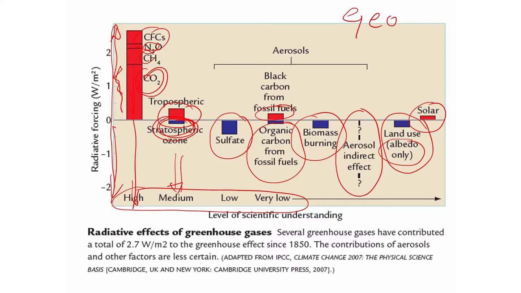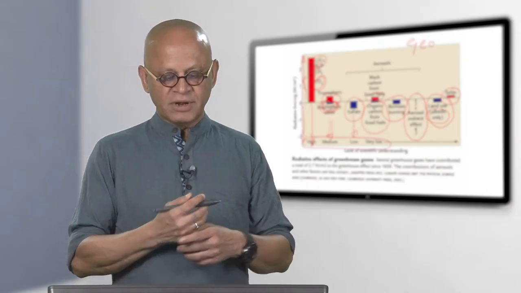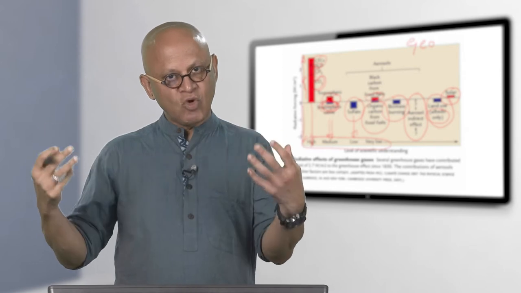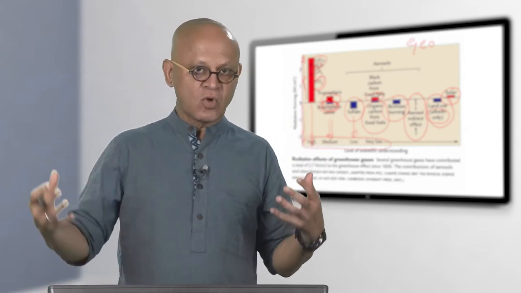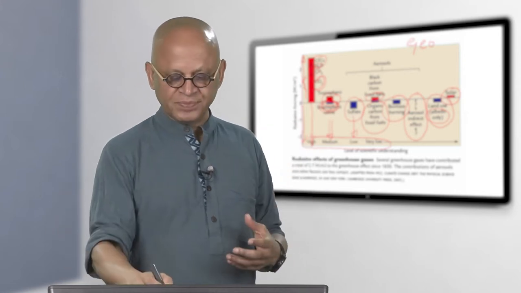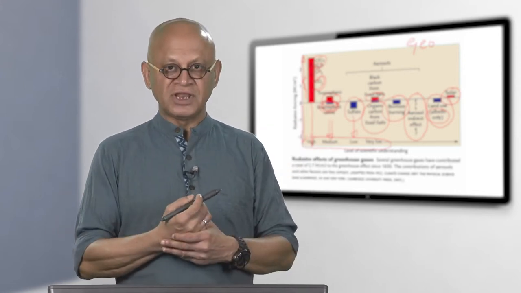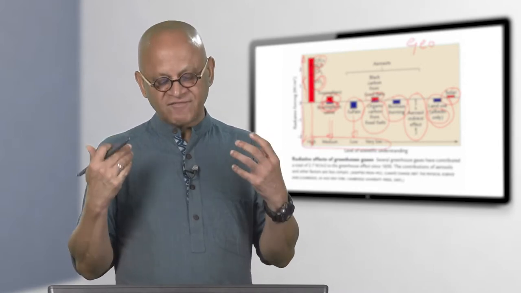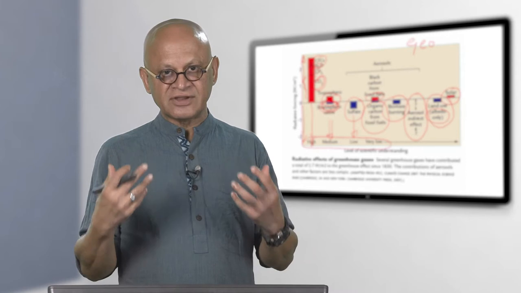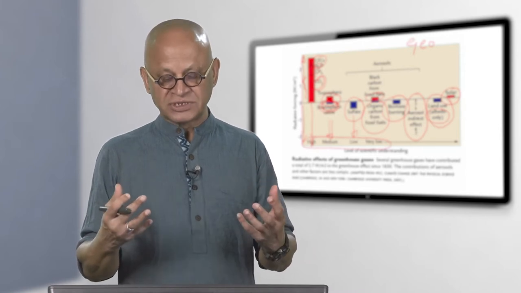For ozone, we know a lot, but it's kind of medium. And sulfates, the understanding is low. Black carbons, it's quite low. But as we go forward and collect more and more data from the ground stations and satellites and drones and balloons and so on, these understandings will continue to increase because the focused efforts to collect data to understand radiative balance is growing in urgency.